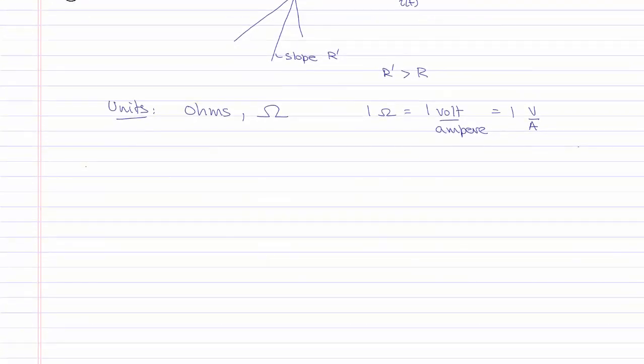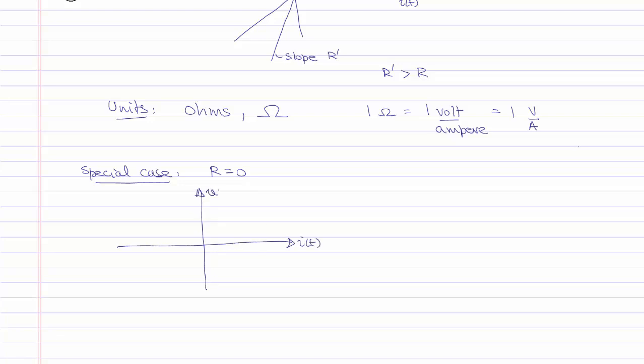The first special case is when the resistance value is 0. This characteristic can be shown on the graph as follows. Since the slope is 0, it will coincide with the x-axis, which we will just show as a dark line on the x-axis. This represents an element where the voltage is always 0 and the current through it can be any value.